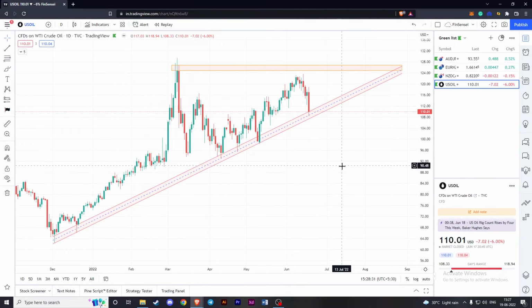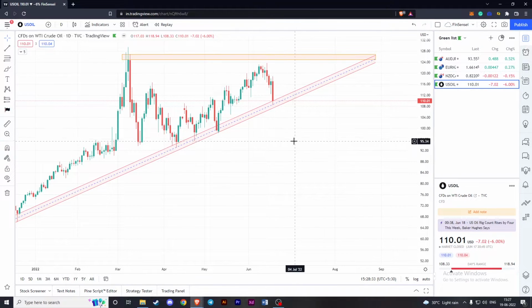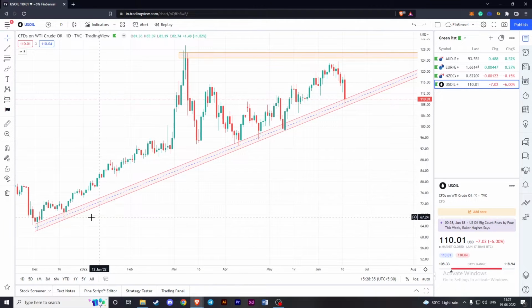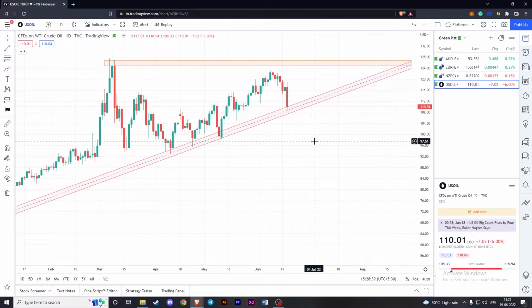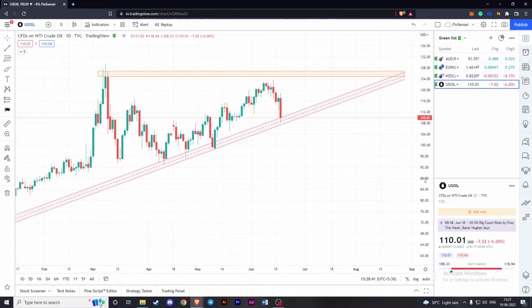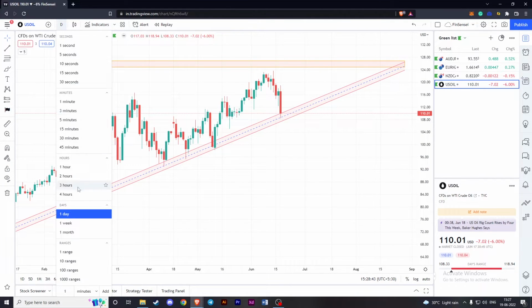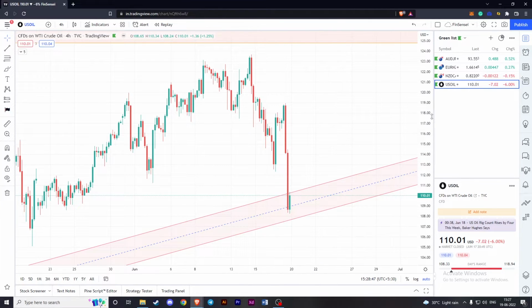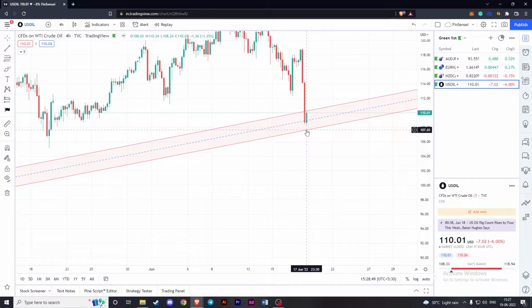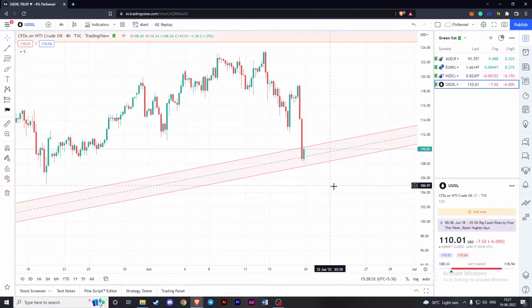The last asset we have for this week's analysis is US oil. We can see that US oil was moving in an ascending triangle chart pattern. Now the current price is just on the support zone. If we move to the 4 hour time frame, we can see that the price formed a bullish candle in the last 4 hours of the last trading session.